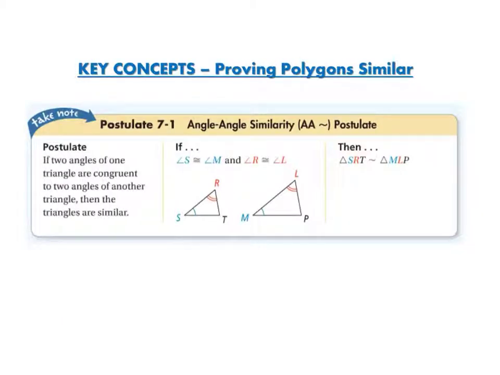All right, here's the angle-angle similarity postulate. It says if two angles of one triangle are congruent to two angles of another triangle, then the triangles are similar.